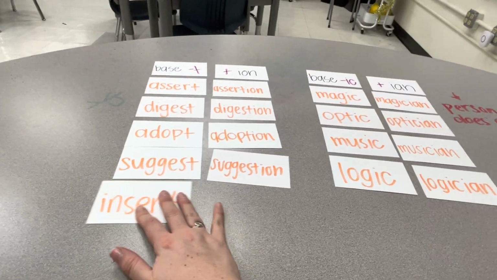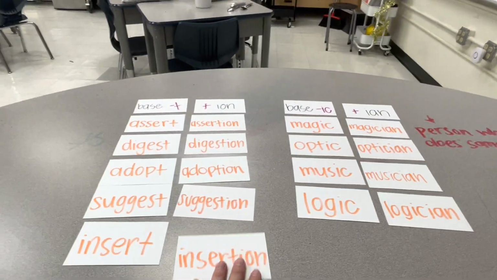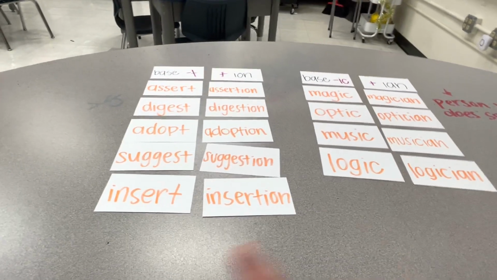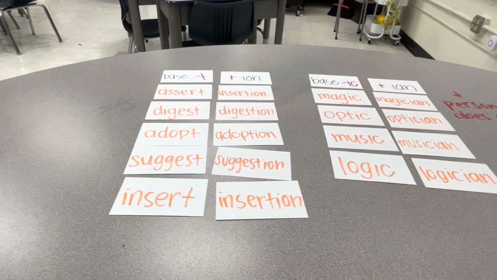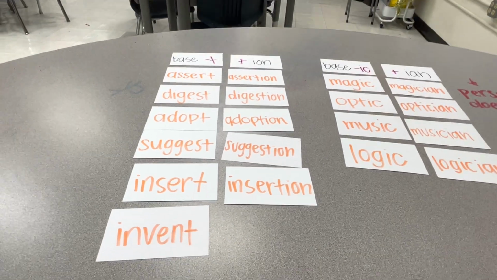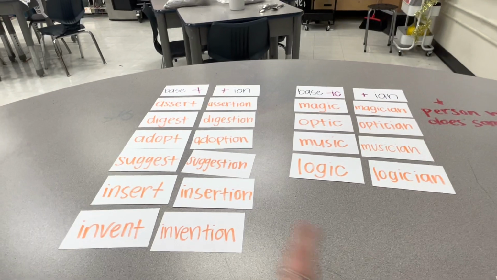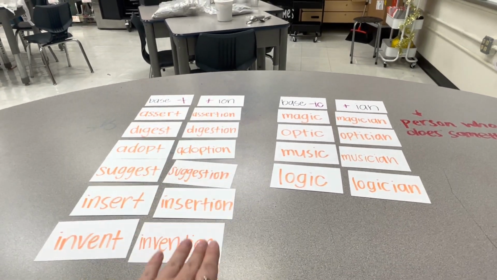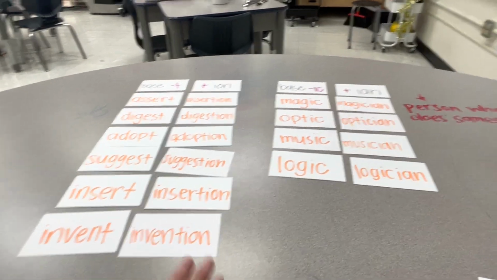My next word is insert. To insert is to like put something inside of something. When I add an ION, it becomes insertion, okay? Insert, insertion, changes that sound. I also have the word invent, okay? Invent. Ends with my T. I change it with an ION. It's an invention. Okay, if you notice that these actually, they don't all have the exact same sound when you add the ION, but they do all change the T.